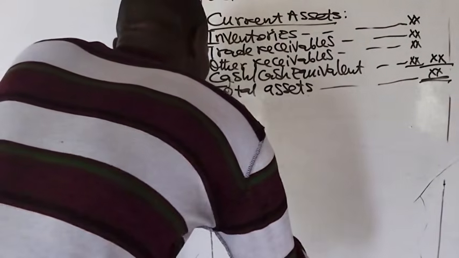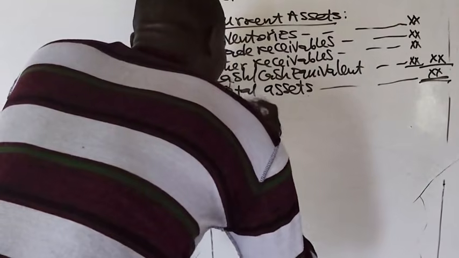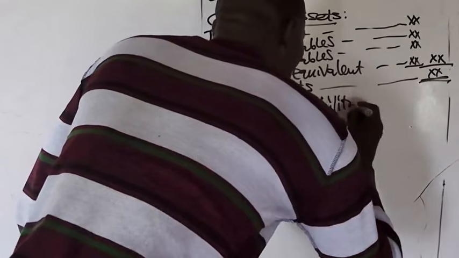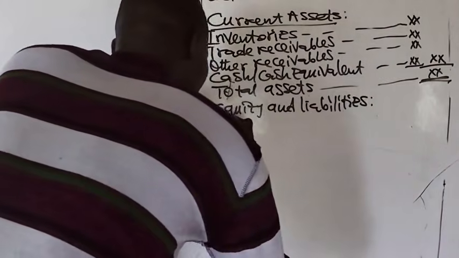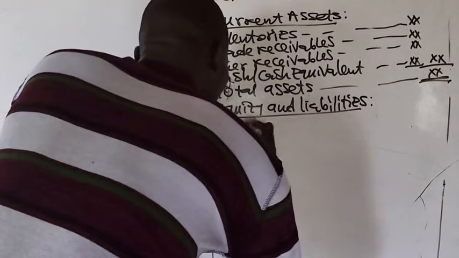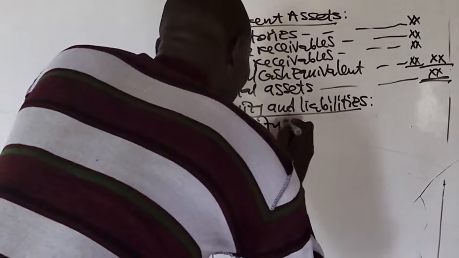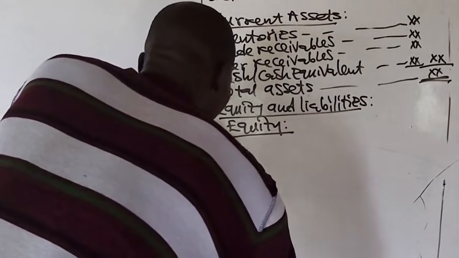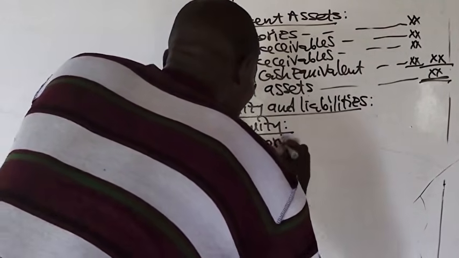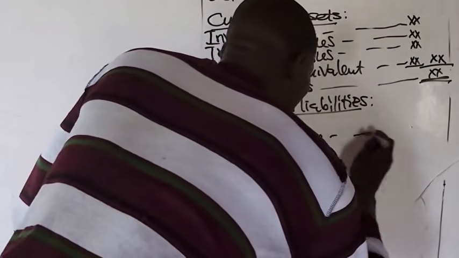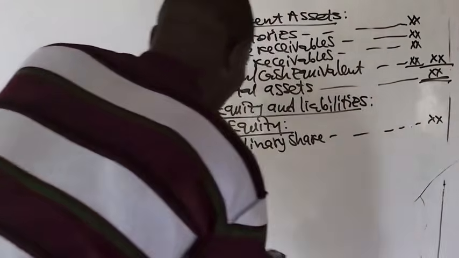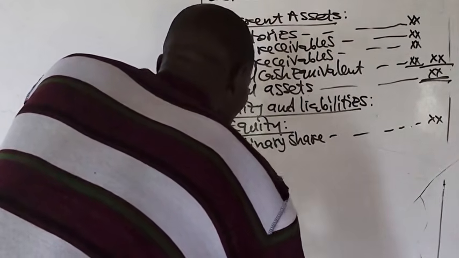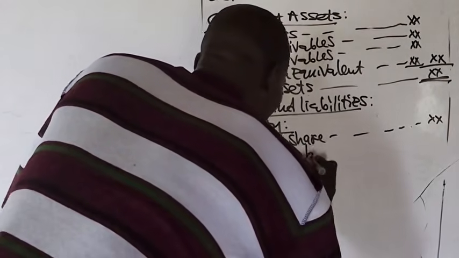After total assets, we have equity and liabilities. So we start with equity. I've told you that equity has two components. We have the share capital, and we have ordinary shares. After ordinary shares, we have irredeemable preference shares.